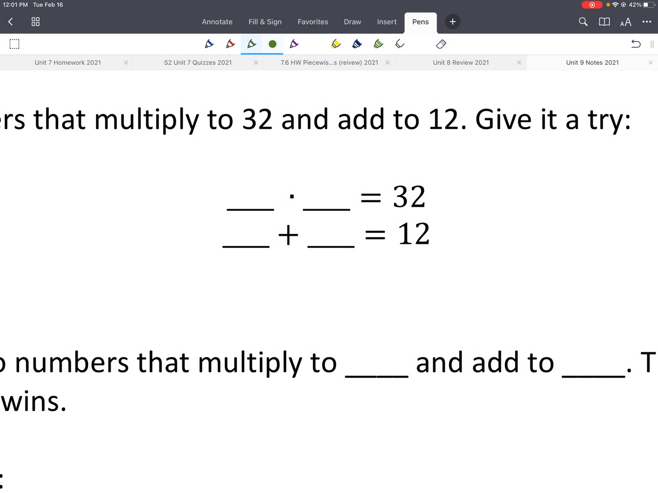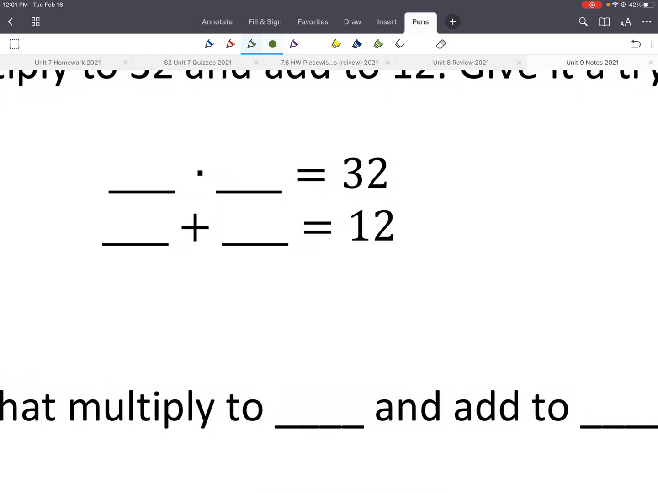All right, so hopefully you give this a pause and give it a try. So the idea here is, if you get stuck, a good thing to do is to write down factor pairs. So write down all the pairs of numbers that multiply to give us 32. For example, we could start with 1, and that would be 1 and 32. And then we could try 2. Does 2 go into 32? Yes, it does. It goes in 16 times.